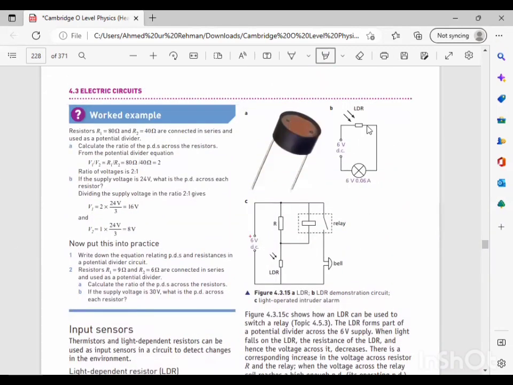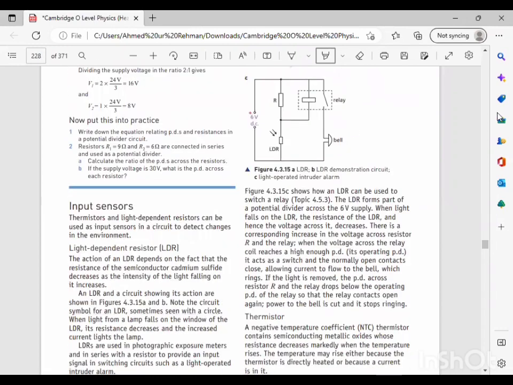So what's happening here is that when light falls on our light dependent resistor, the light has increased, so resistance is going to decrease, so current is going to be high. When current is high, the bulb is going to light up. That's what's happening.